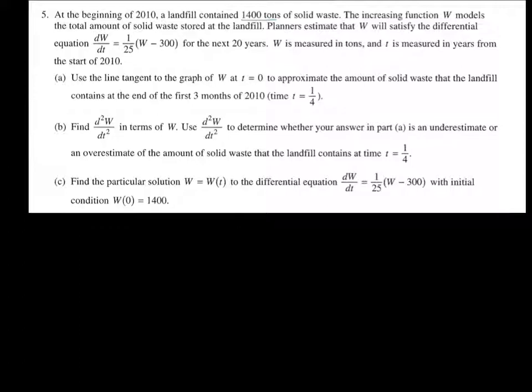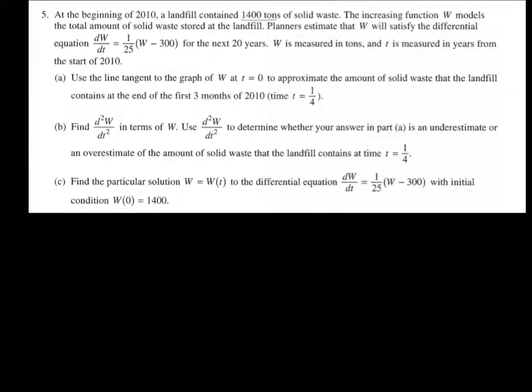Now, what I want you to do is think about a tangent line. Remember, the second derivative tells you concavity, so you really have to think about what's going to be true about a tangent line to a curve when the curve is concave up and a tangent line to a curve when the curve is concave down. What's going to be true about that line? And then use that information to make your determination about that approximation, whether it's an overestimate or underestimate.